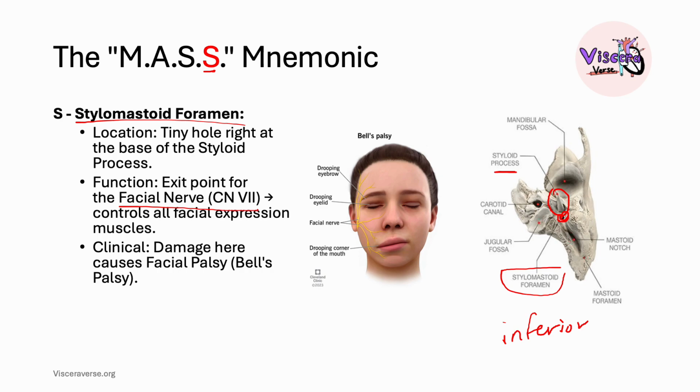The facial nerve controls all of your facial expressions, all of your facial muscles. Clinically, if there is any damage in this area, you eventually end up damaging your facial nerve. That's going to lead to facial palsy, aka Bell's palsy, as you can see on the screen here.